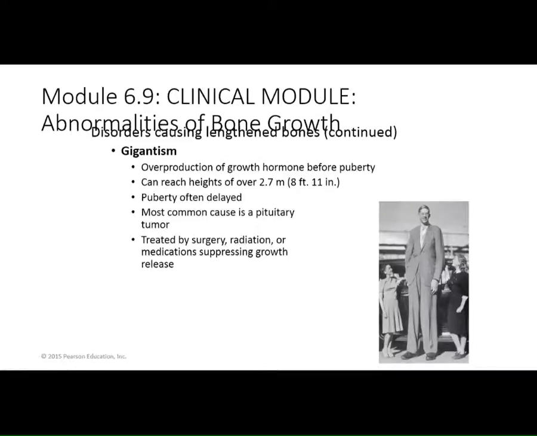Now, you can imagine how difficult this is on the joints, on the cardiovascular system, but this is most definitely going to be a pituitary tumor. Nowadays, they can go in there and either suppress the growth hormone release or radiate the heck out of that pituitary. And where would they be aiming? What bony structure would they be aiming for to radiate that pituitary gland? The sella turcica, right? Part of the sphenoid bone.